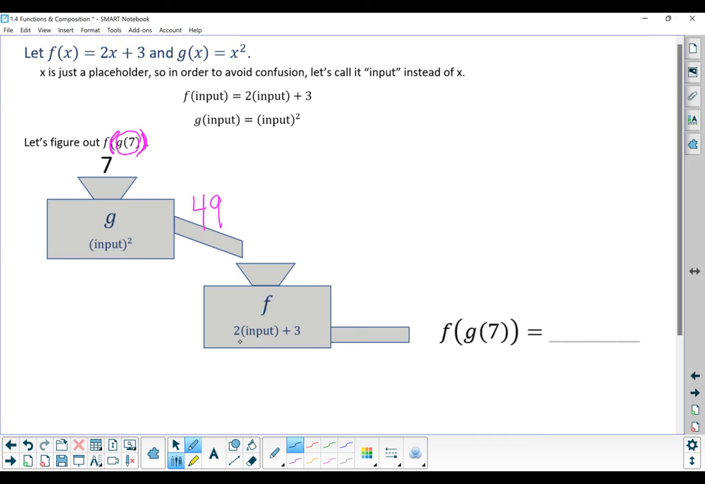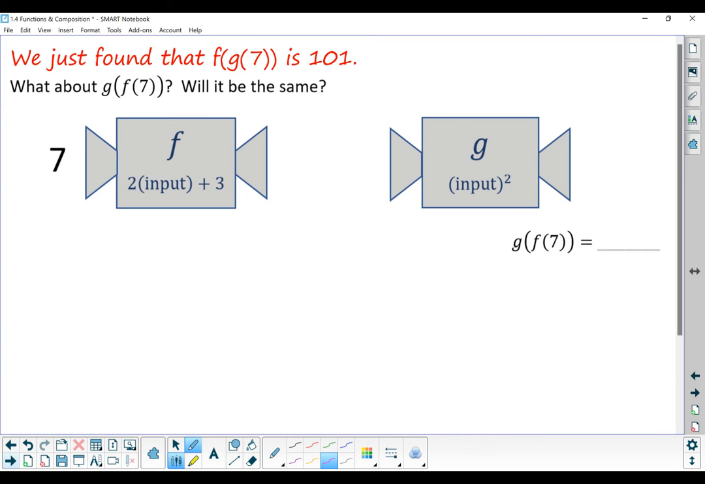Function f doubles the input and adds 3. Well, if we double 49, we get 98. And if we add 3, we get 101. So f of g of 7 is 101. So again, we figure out this, and then we sub that into function f.